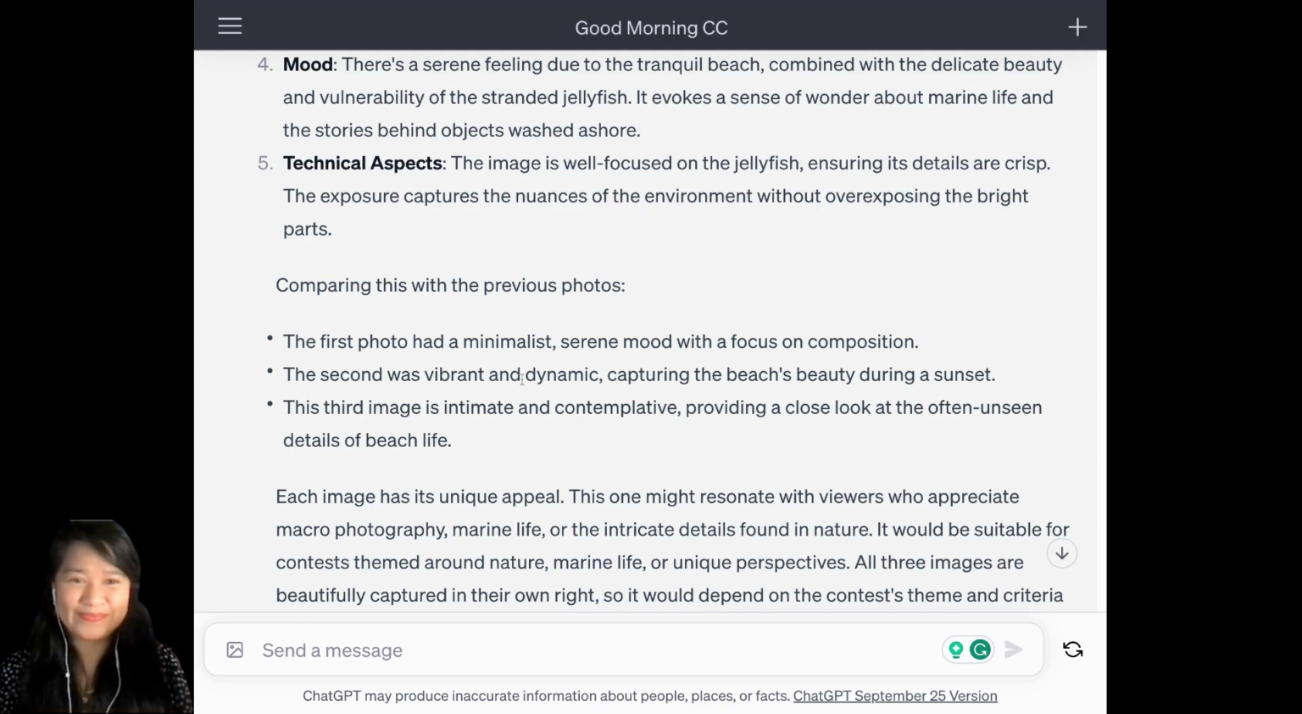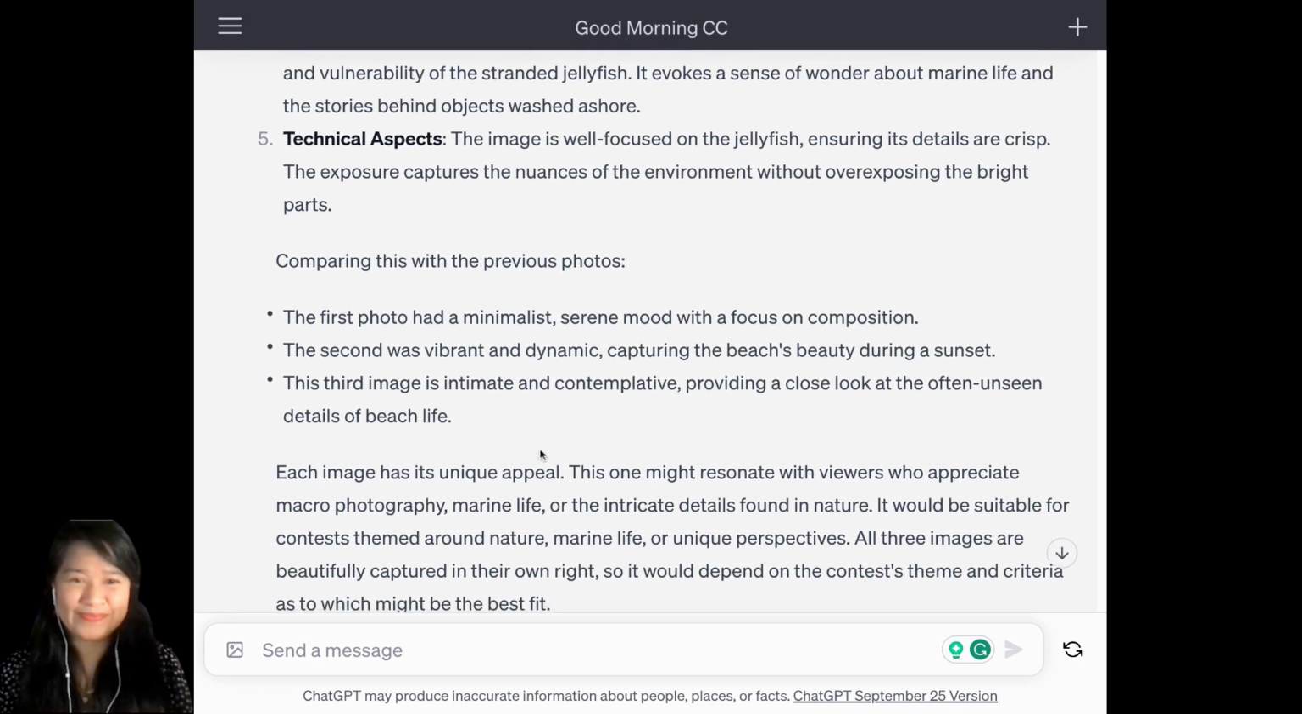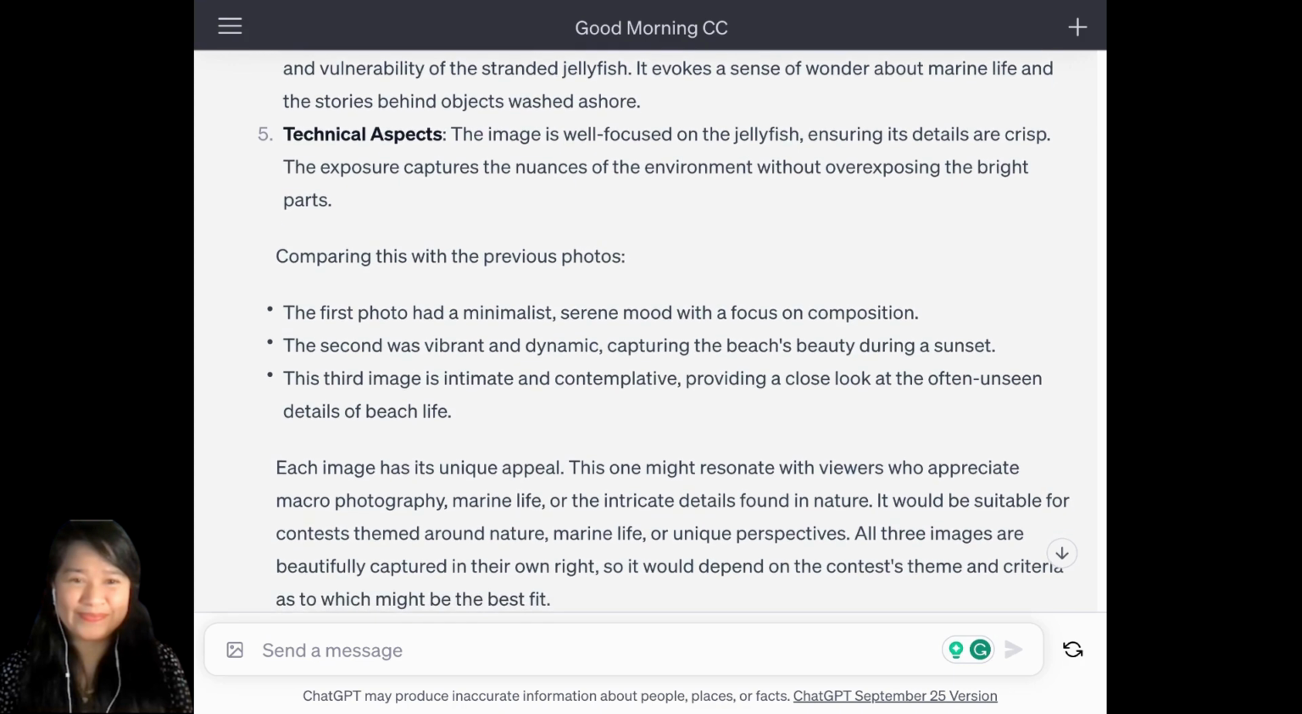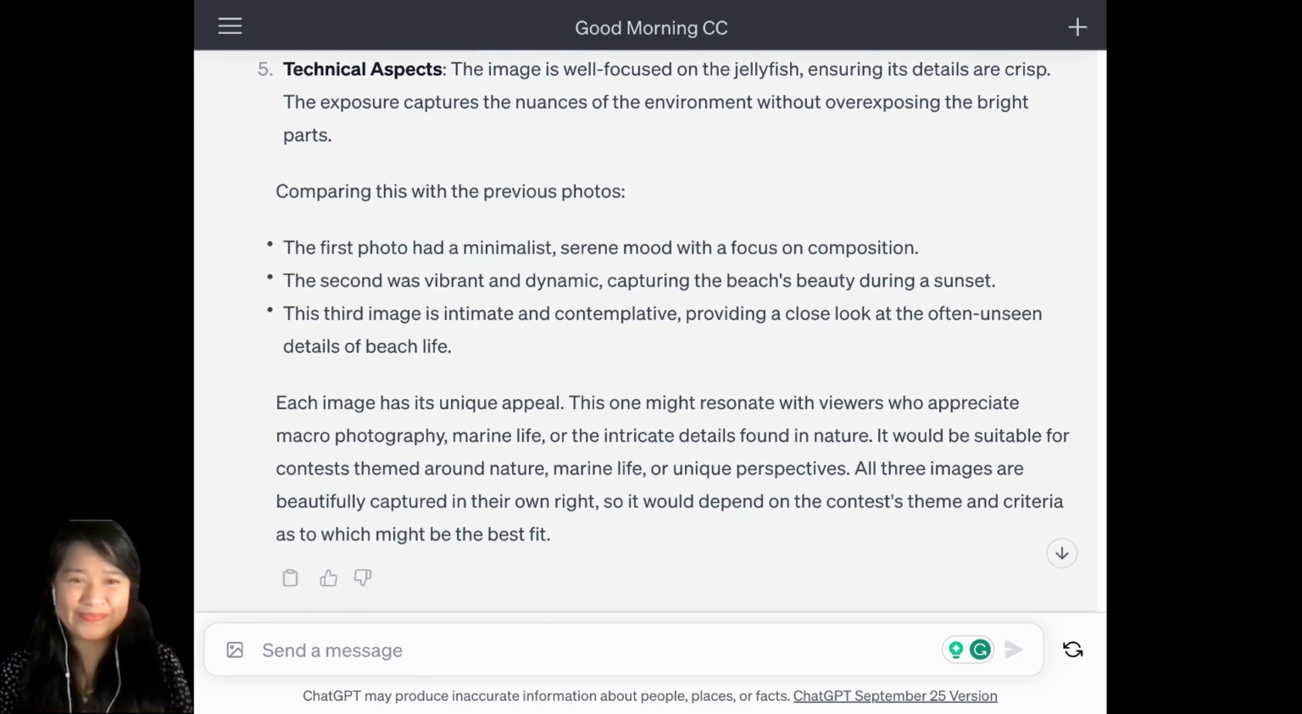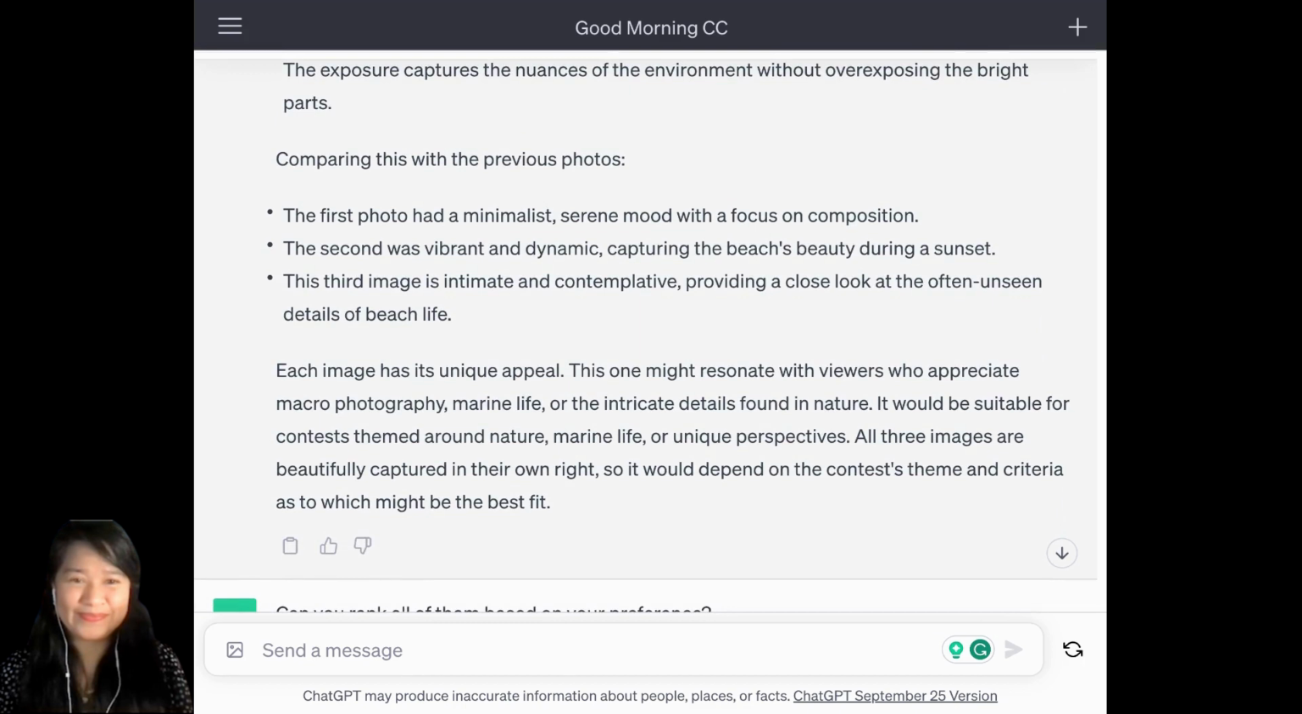First photo had a minimalist serene mood with focus on composition. The second was vibrant and dynamic, capturing the beach beauty during a sunset. The third image is intimate and contemplative, providing a close look at the often unseen details of beach life. And each photo has its unique appeal. This one might resonate with viewers who appreciate macro photography.